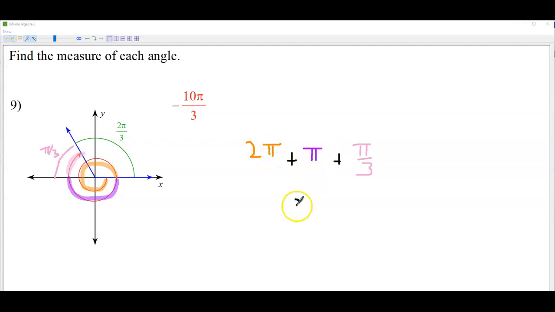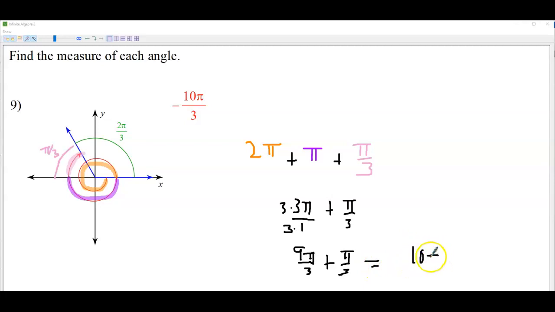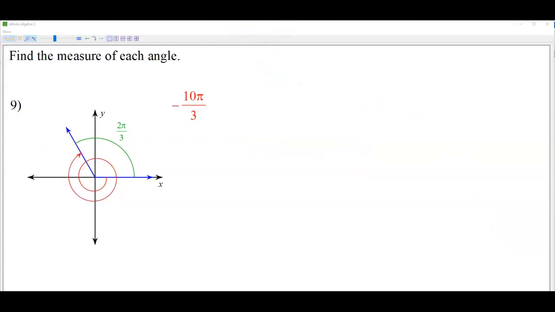2 pi and 1 pi makes 3 pi. Putting that over 1 and getting a common denominator, we get 9 pi over 3, which adds up to 10 pi over 3. But we do want to recall that we are going in a clockwise direction, and therefore this is negative 10 pi over 3. All right, so that does it for our lesson today.